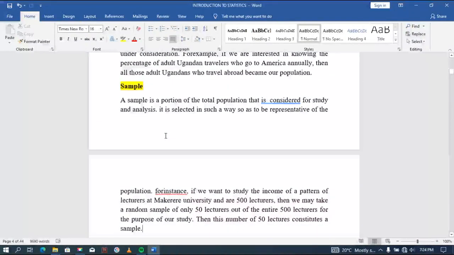So for instance, if we want to study the income pattern of lecturers at Makerere University and there are 500 lecturers, then we may take a random sample of only 50 lecturers out of the 500 for the purpose of the study. Now 500 lecturers is the population of lecturers at Makerere, but when we choose 50 out of the 500, the 50 chosen becomes the sample.